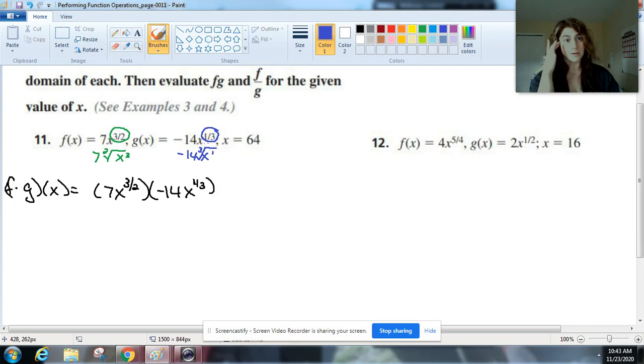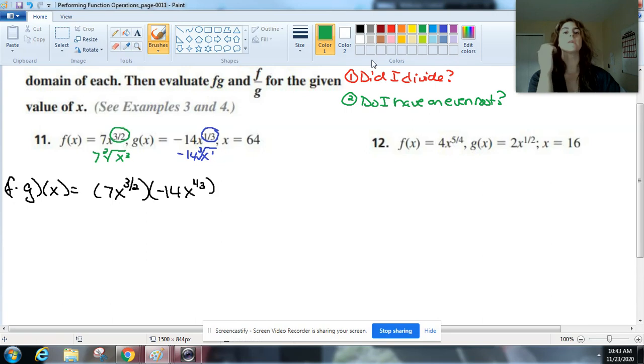I want to be aware of those roots because remember, I'm asking myself two questions. I'm asking myself, did I divide? And then I'm going to ask myself, do I have an even root? So I need to be aware of what those exponents mean so I can answer that question.